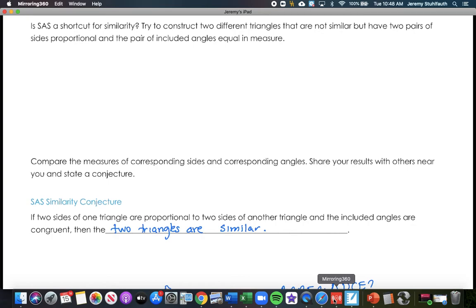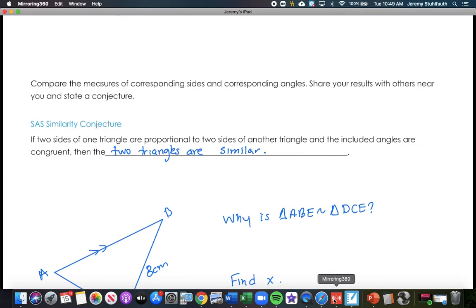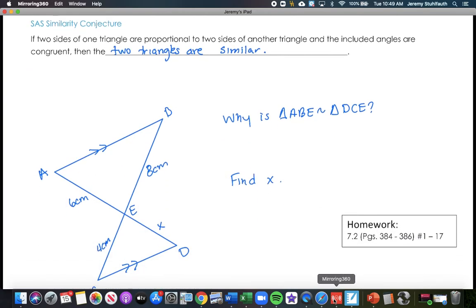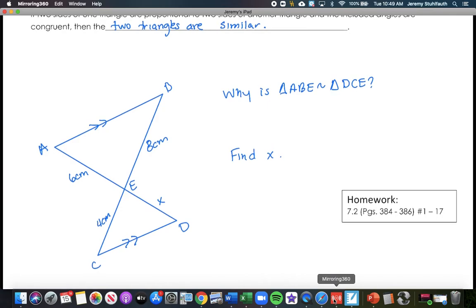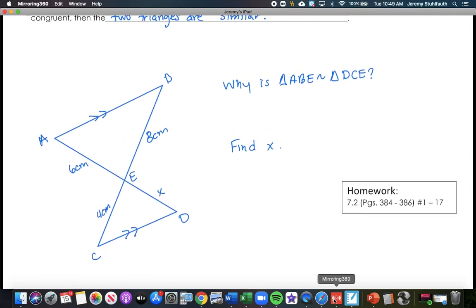So if you know two corresponding sides are proportional, and the angle between those two sides are congruent, then you know the two triangles are similar. So what we're going to do is take a look at one example here that represents the type of problems that you'll see on your homework. You have two triangles here. They're connected at point E, so it looks like an hourglass type of thing. So what we want to do is tell why triangle ABE is similar to triangle DCE, and then find the measure of, in this case, side X.